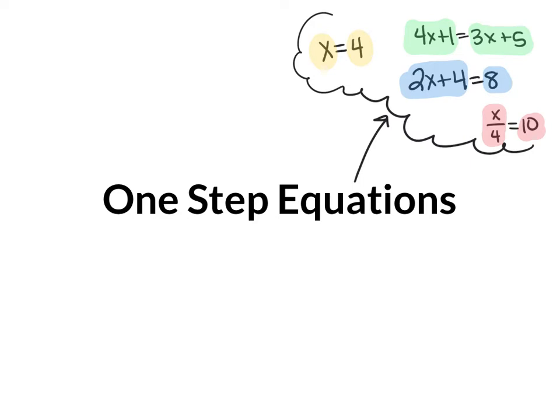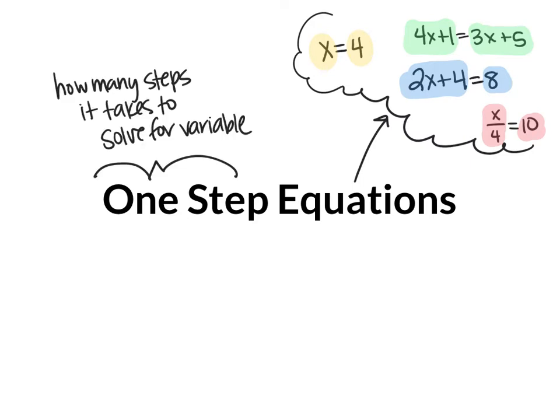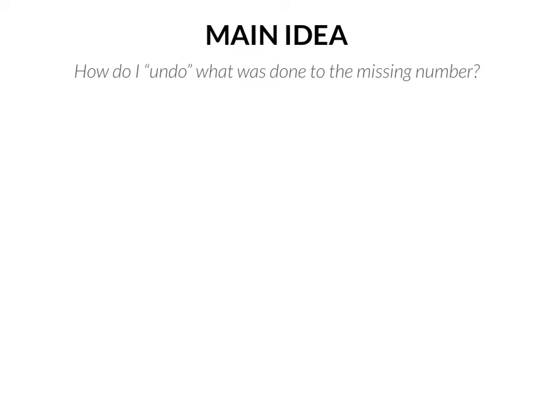When they're referring to one-step equations, it's indicating how many steps it takes to solve for the variable. So that means that there's only one step to solve where a variable equals a number. Our main idea is, how do we undo what was done to a missing number?